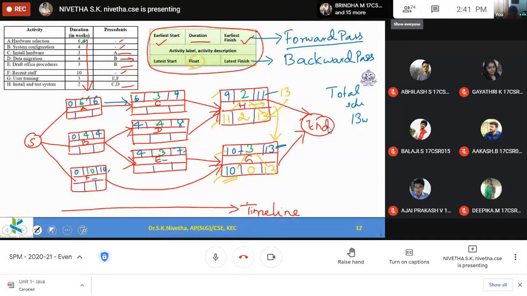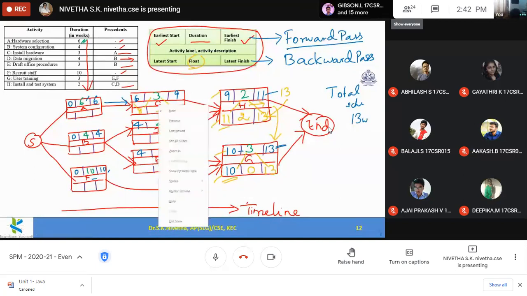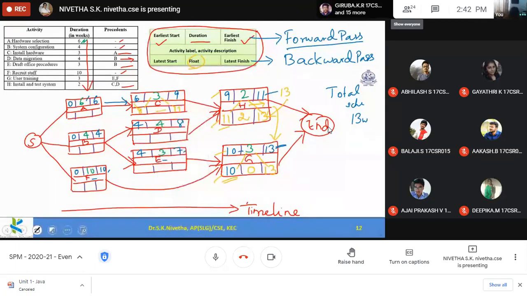Now from this I am backtracking again. H is latest started at the 11th week, so I can even end this also at the 11th week. So 11 minus 3 gives me 8. So latest start for activity C is 8. Now what is the float value? 8 minus 6 is 2. That is the float value for me.